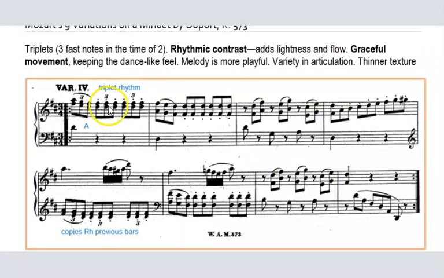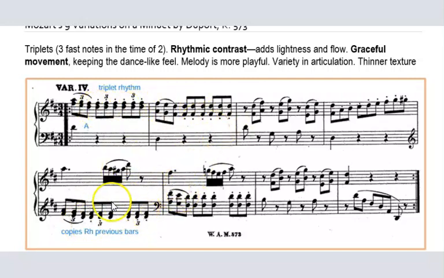In variation 4, we have triplet rhythms for the first time. So we have rhythmical contrast, and it's a lightness and a flow that's added. Still graceful with the communication between the two hands. It feels like a dance. The melody sounds more playful. We have a variety in articulation. We have faster rhythmical movement, and it's a thinner texture. And we have a lot of playing in thirds and sixths.